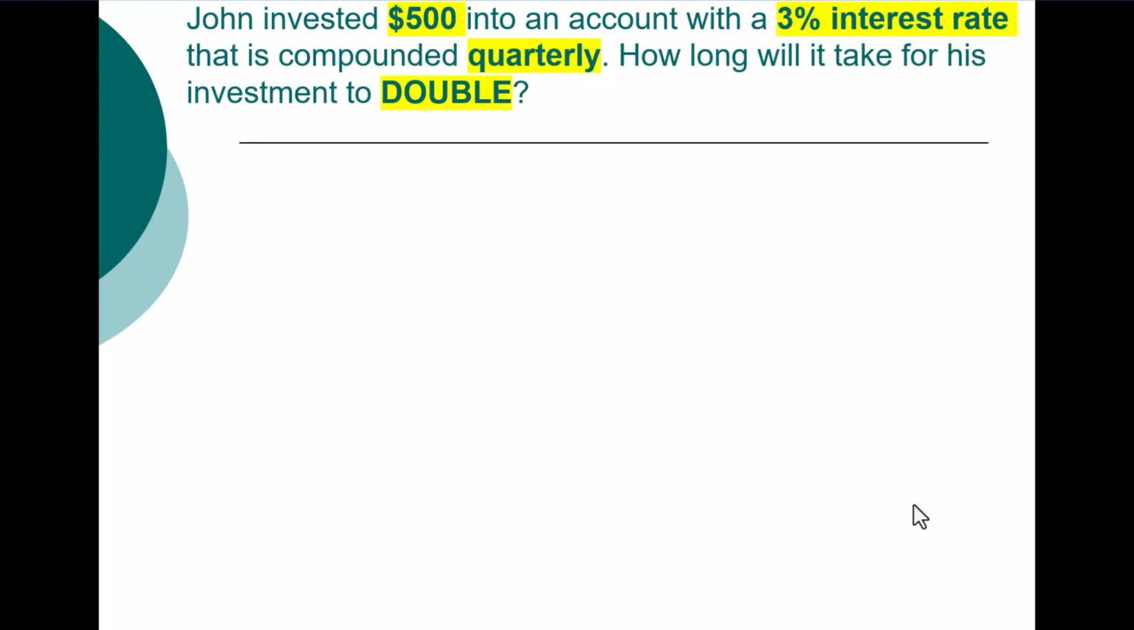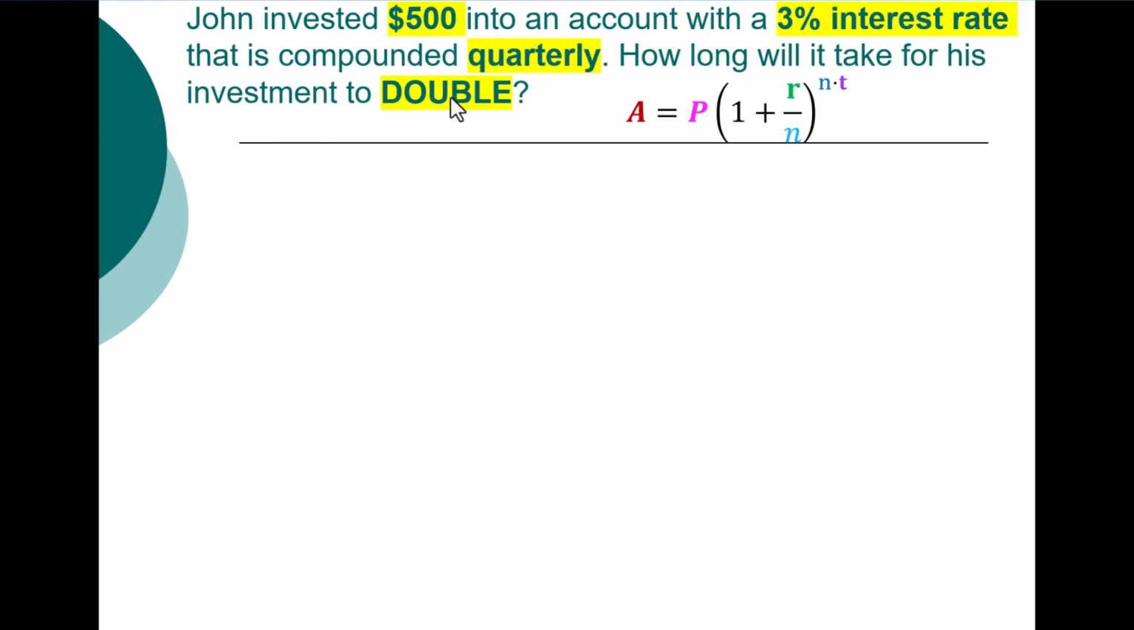All right, here's another example. Let's read through the problem. John invested $500 into an account with a 3% interest rate that's compounded quarterly. Remember, quarterly is 4, so n is going to be 4.